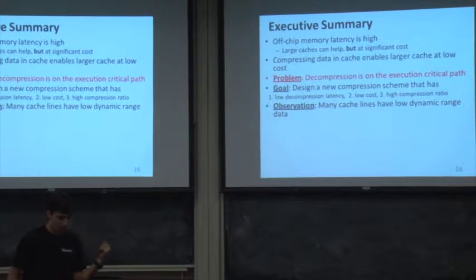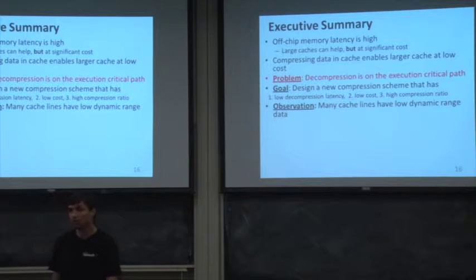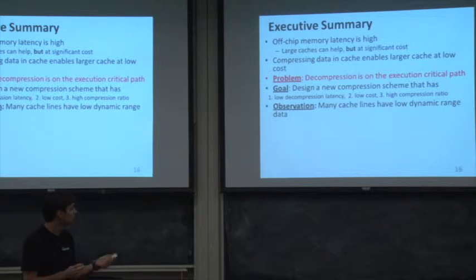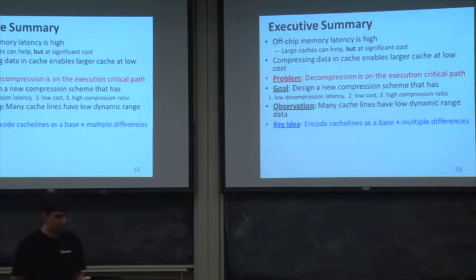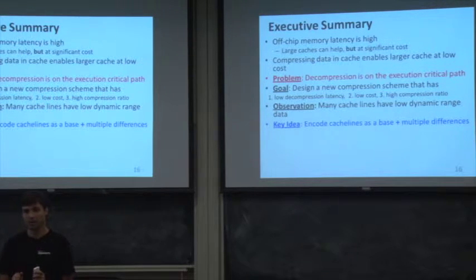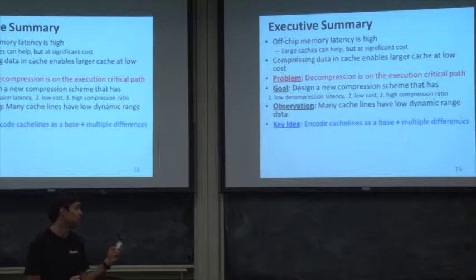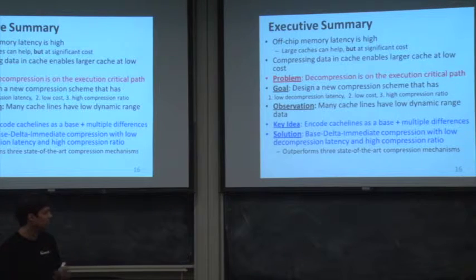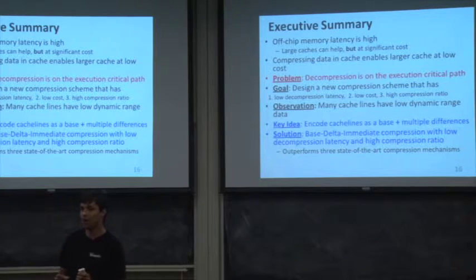Our key observation that makes our work possible is that many cache lines have low dynamic range. Low dynamic range means that the values might even be big, but relative to each other, the change between the values is small. So the entropy is really not changing a lot, and you can reuse it in your compression scheme. The key idea is that if you look at data with low dynamic range, it's very natural to represent it as a base plus multiple differences. That saves you a lot of space potentially in the cache and in DRAM as well. So the solution is going to be Base Delta Immediate compression, which I'll show you later. I will also show that it outperforms three state-of-the-art compression techniques.